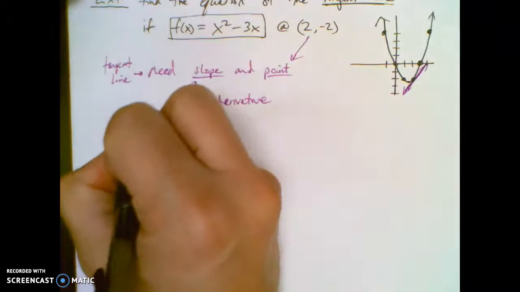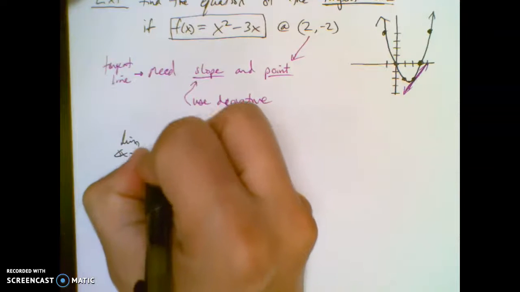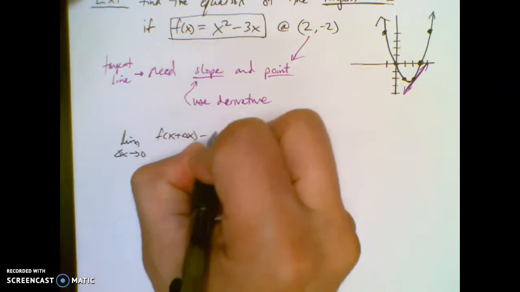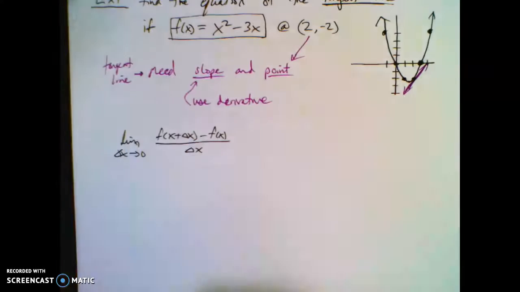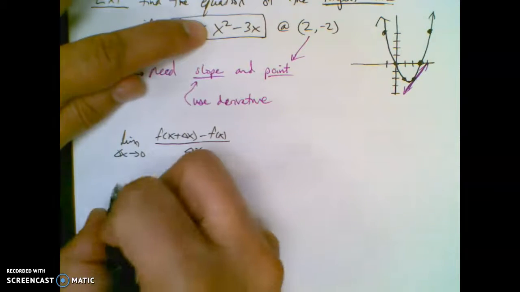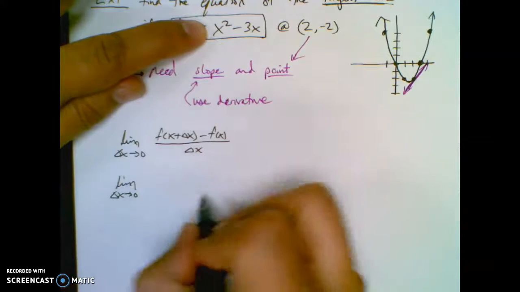The limit, this is good practice from yesterday. The limit as delta x goes to 0 of f of x plus delta x. This is the limit definition of derivative. It finds the instantaneous slope at any point. So now, let's get used to it. I hope you're getting pretty good at this. You have to do those practice problems, though.